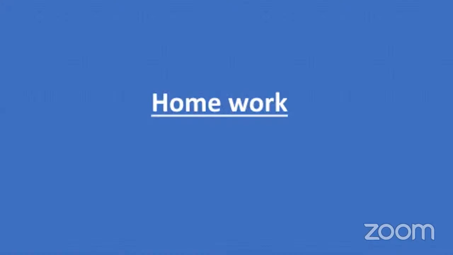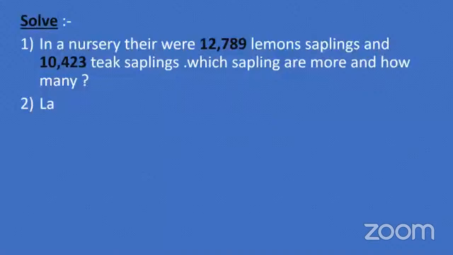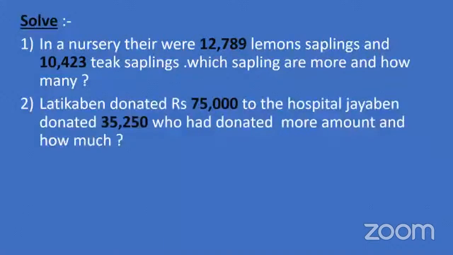Okay. Now see, there is some homework for you. What is the homework given? You just take a screenshot of your screen. First one: in a nursery there were 12,789 lemon saplings and 10,043 teak saplings. Which saplings are more and how many? Then the second sum: Latika Ben donated rupees 75,000 to the hospital. Jaben donated 35,250. Who had donated more and how much? You have to find out.